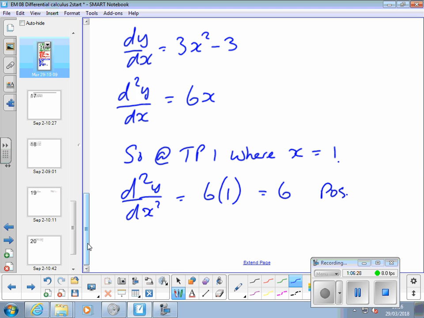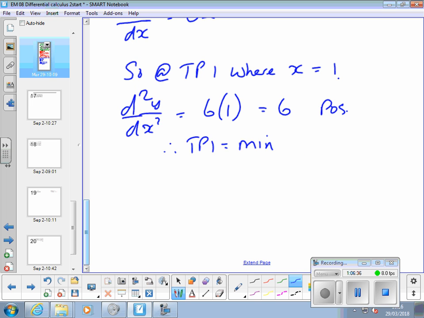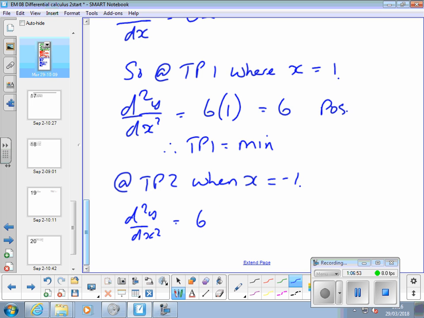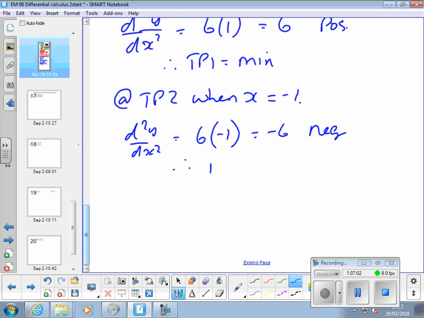Therefore, at TP2, when x is equal to minus 1, d2y by dx squared is equal to 6 times minus 1 equals minus 6, negative. Therefore, TP2 is a maximum.